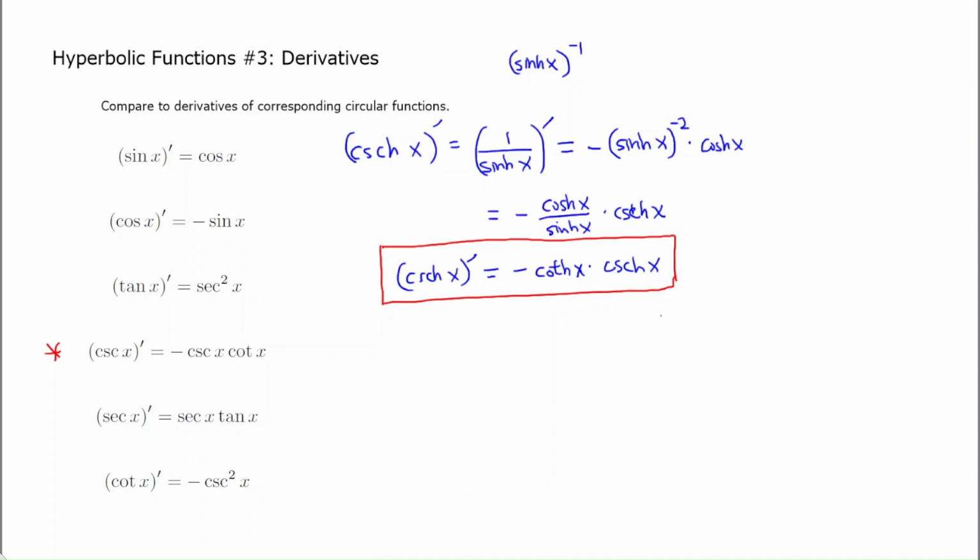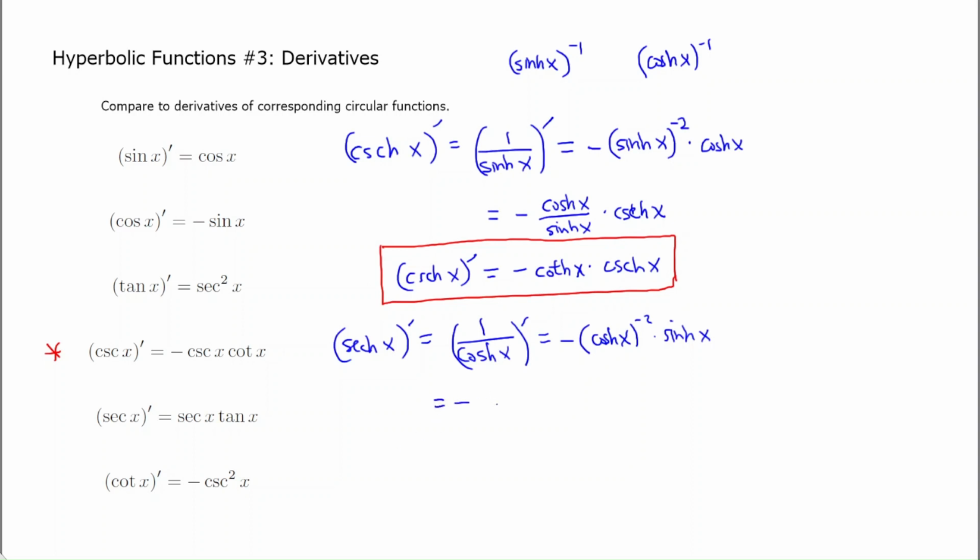Next, let's try the derivative of the hyperbolic secant function. I'm going to think of this as the derivative of 1 over cosh. Like we did up here, let's think of that as the reciprocal of cosh x. So for the derivative, I'm going to bring out that negative 1, and then I'm going to have cosh x to the minus 2 power. The chain rule says I have to write down the derivative of the cosh, which is the sinh. Very similar to the one we just did.